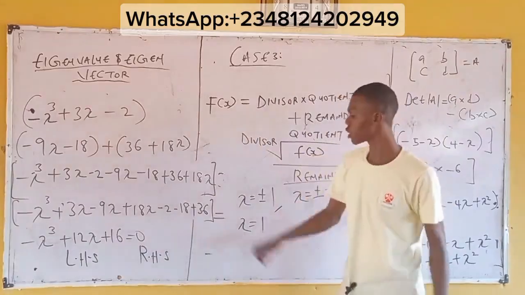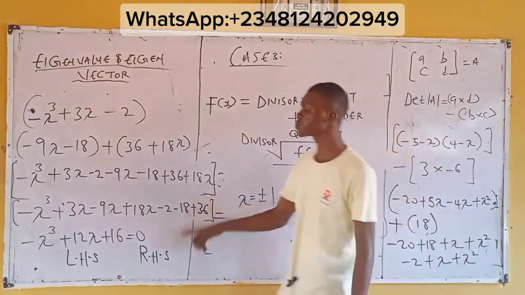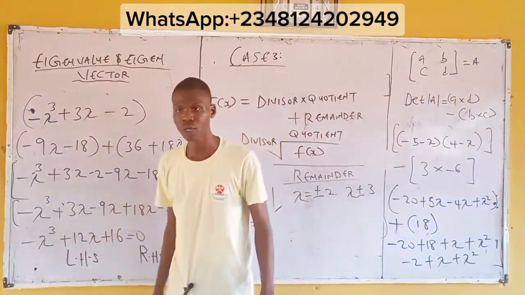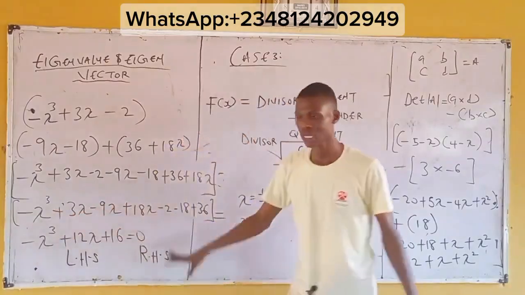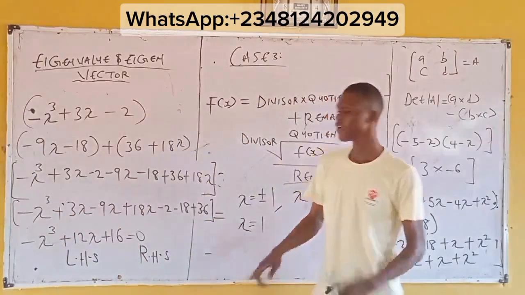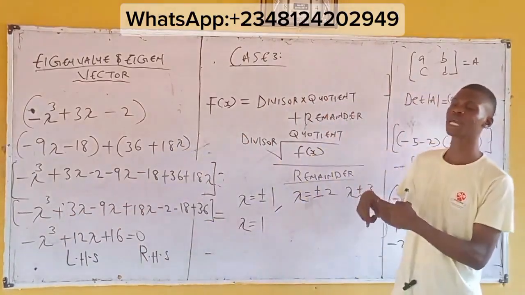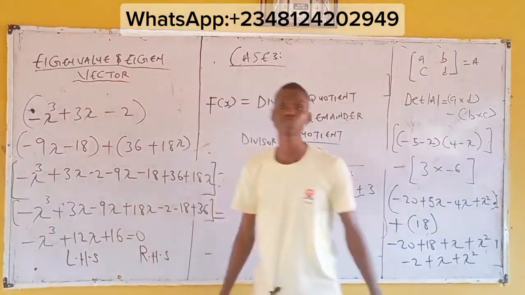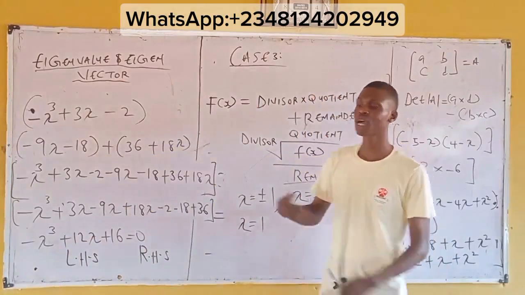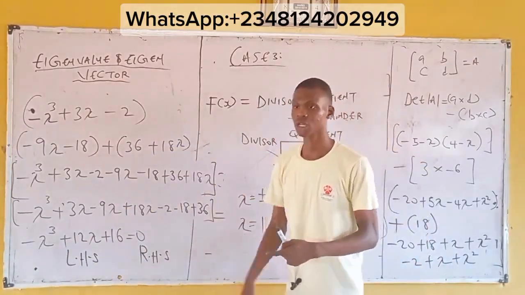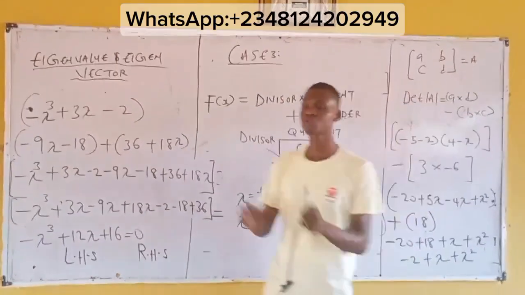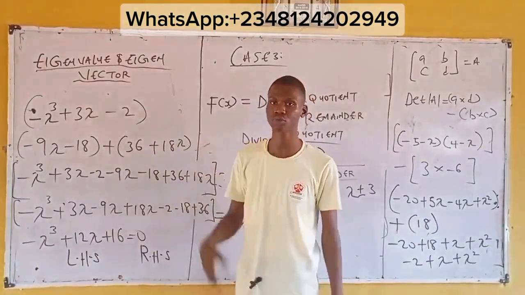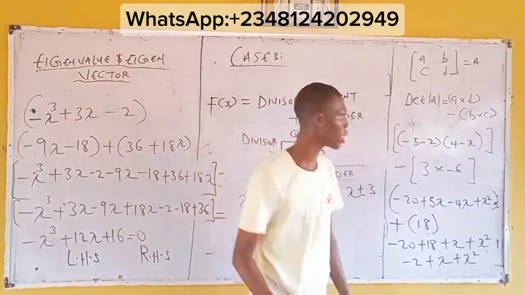Now, next up, substitute x equals negative 1. If I'm substituting negative 1 into this polynomial, at the end of the day, I must get 0, meaning my left-hand side is equal to the right-hand side. If negative 1 is not giving me 0, it implies that negative 1 is not a root of this equation. Move on. Try positive 2. By the time we try positive 2, if you get 0, it means lambda equals 2 is a factor of this equation.